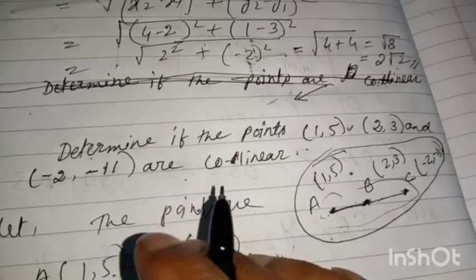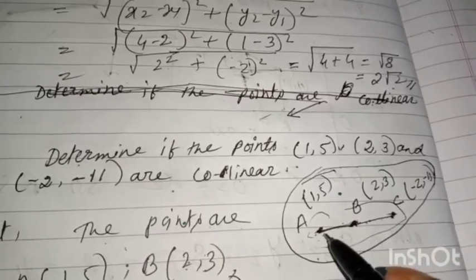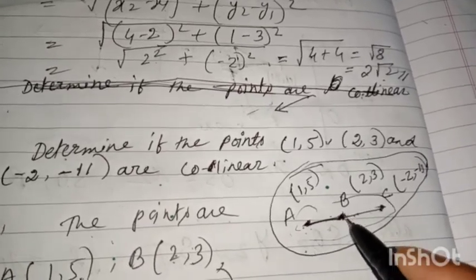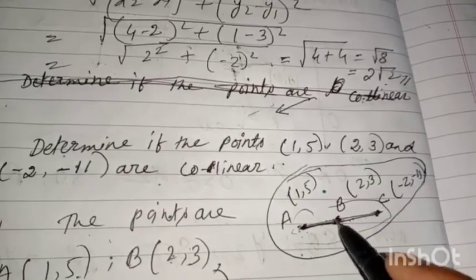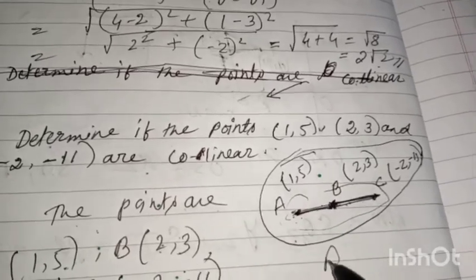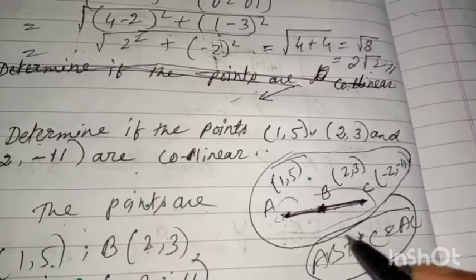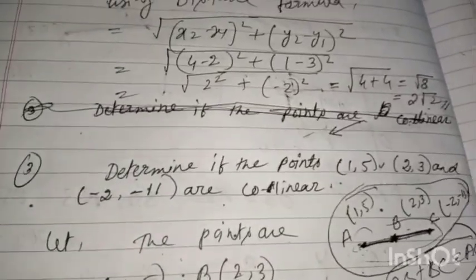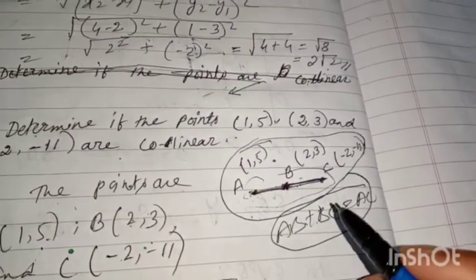Now see, we got all the distances AB, BC and AC. Suppose these points are collinear. If they are collinear, then AB plus BC must be equal to AC. Only then can we say that these 3 points are collinear. That is why we found all the distances AB, BC and AC. Now we have to say whether they are collinear or not.